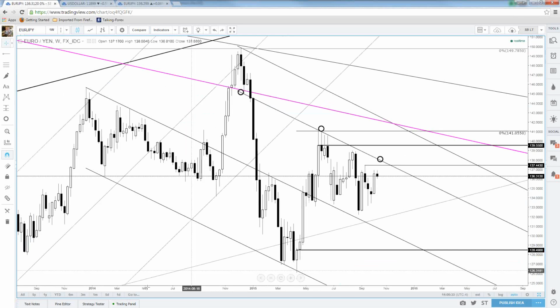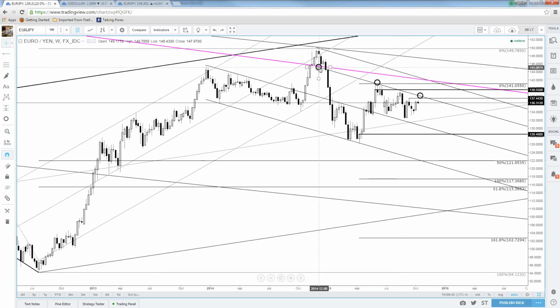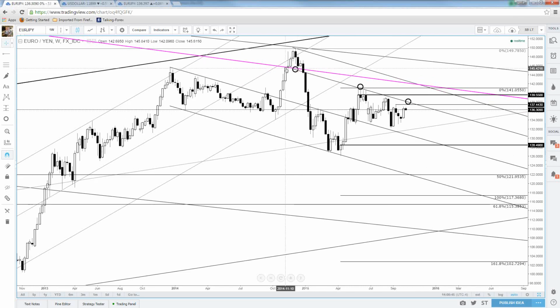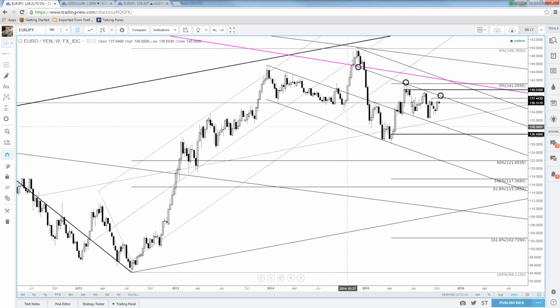This is the weekly chart, and this makes the case for why the area up around 138 is such a big, important spot for potential resistance, right? You've got basically a sliding parallel up there, okay? And this is a weekly chart. So you can see on the weekly and the daily, there's potential for something to happen up near 138 for euro yen.